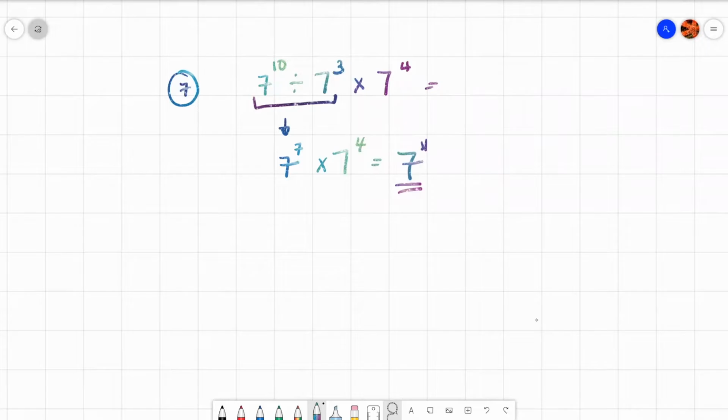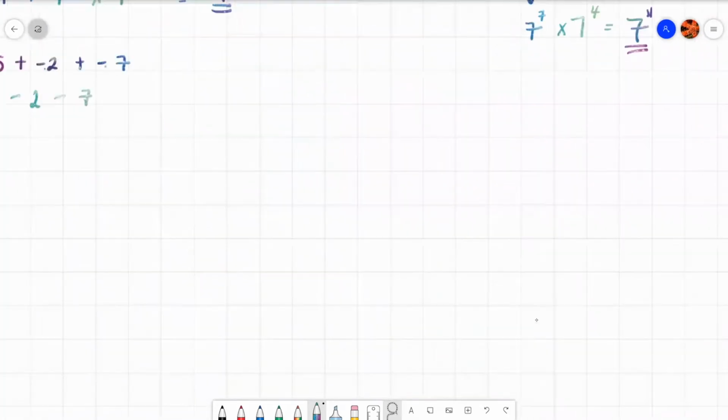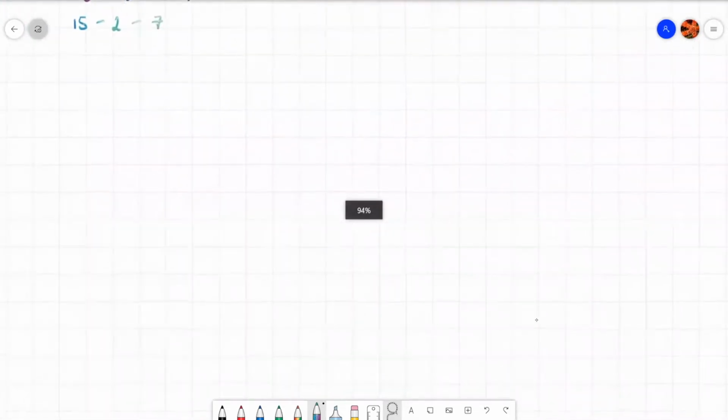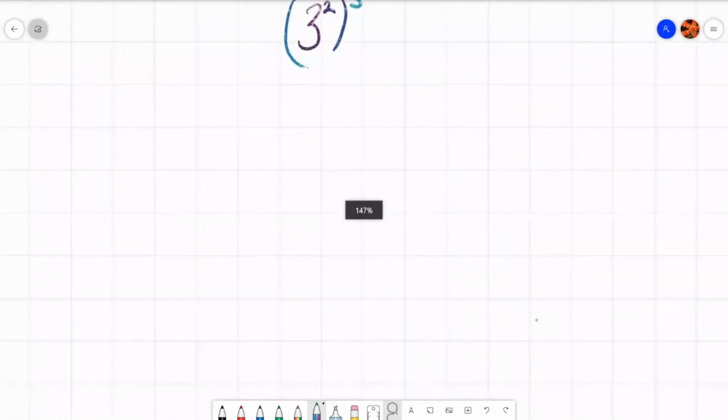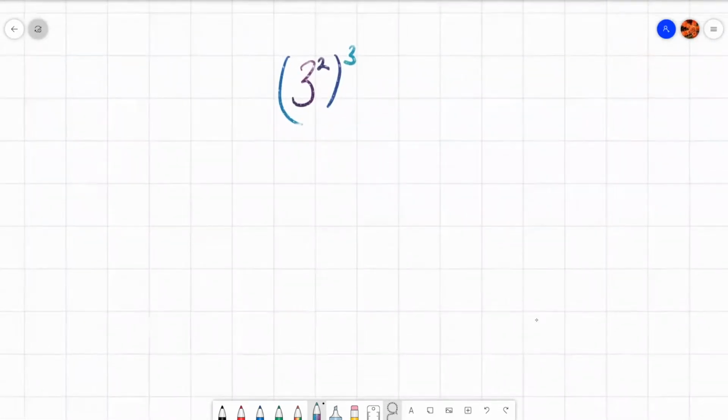Okay, let's have a look at another law of indices. We've done multiplication and division. The other law is to do with brackets. Now, 3 squared all to the power of 3. Now, we've got 2 lots of indices here. Now, 3 squared obviously means 3 times 3. And that means I've got to cube 3 times 3. So 3 times 3 times 3 times 3 times 3 times 3. That is what that means, okay?